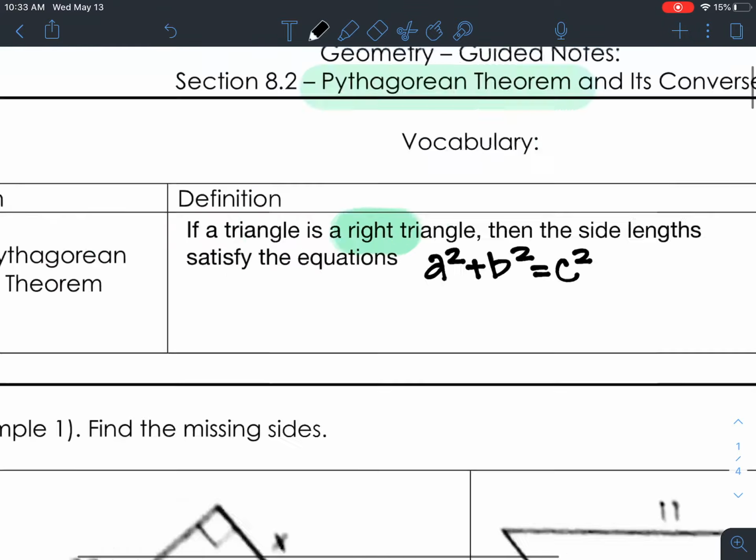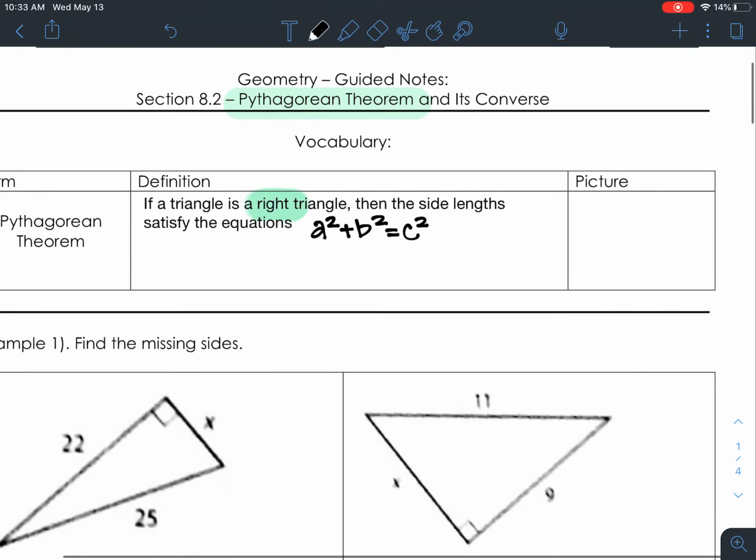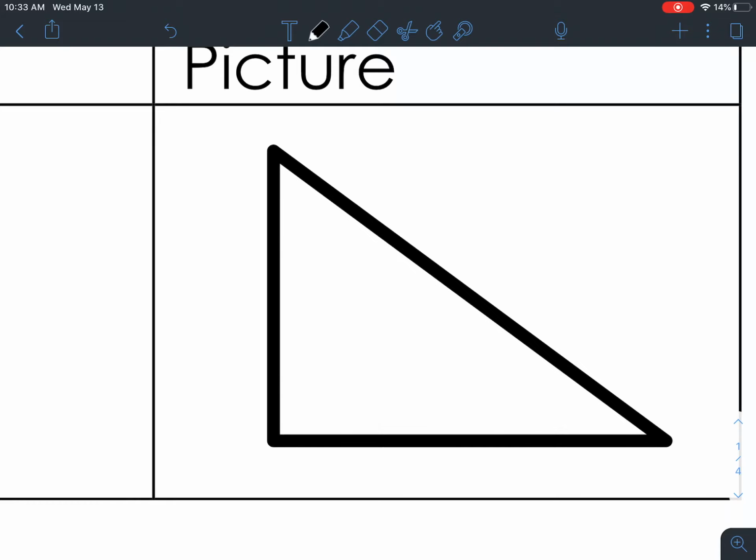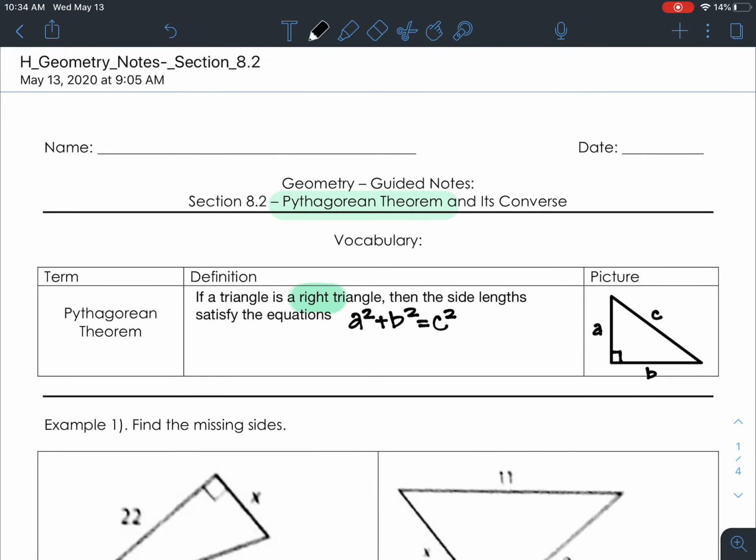Let's just do a quick recap on what that means. If we have a right triangle, remember it has to be right, a, b, and c represent the side lengths. Remember c is the only one that really matters in the fact that it has to be the hypotenuse, which means it's opposite of the right angle, so that has to be c. For the other two, it doesn't matter which one's a and which one's b.